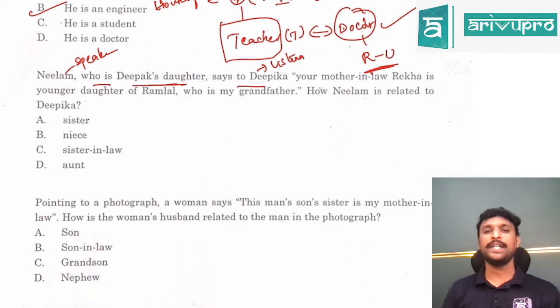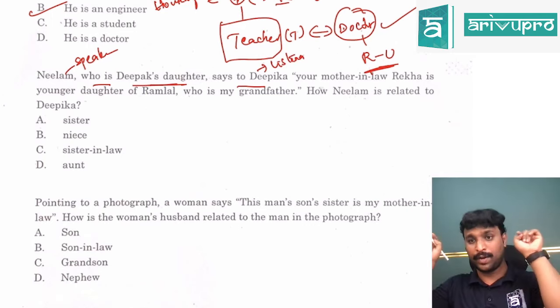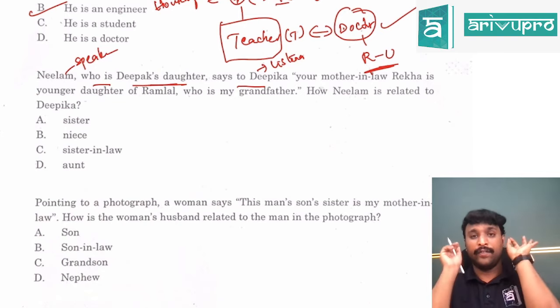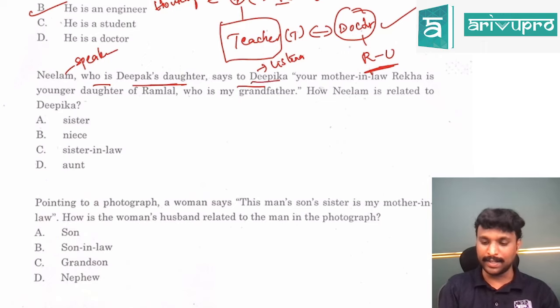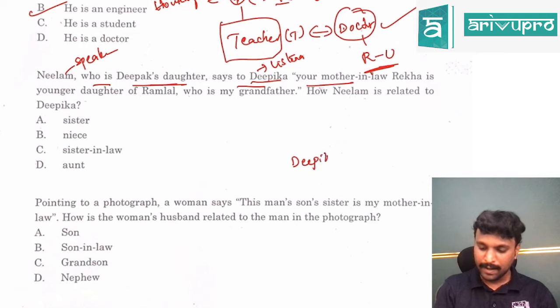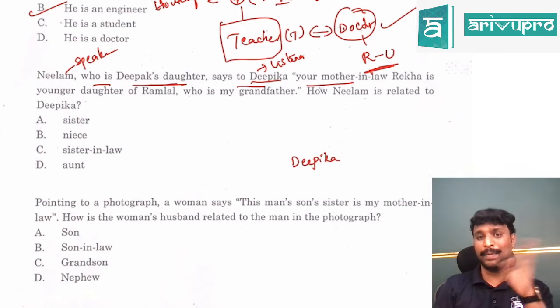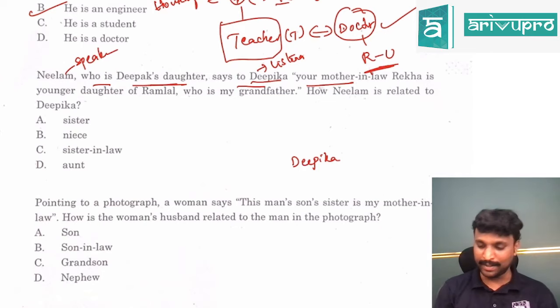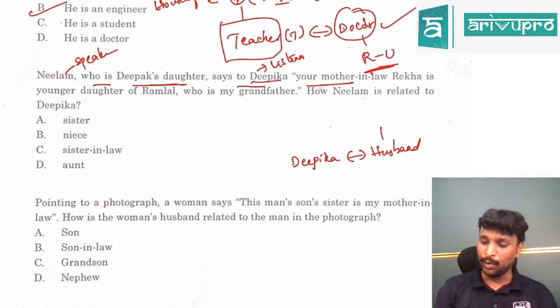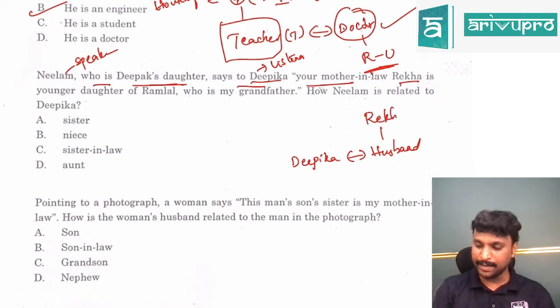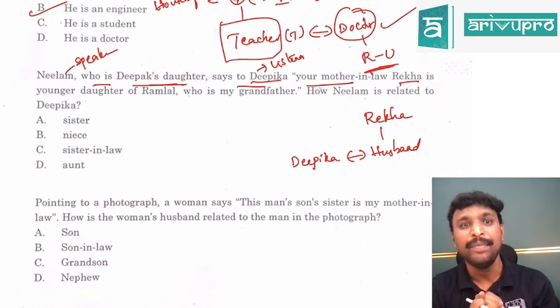Okay. Now, what she is saying, guys, it is within the quotes. Whatever the statement, it is within the quotes. Within the quotes, if 'you' is there, you refers to the listener. Who is the listener? Deepika. Your mother-in-law. So that means Deepika's mother-in-law. Who is Deepika's mother-in-law? Definitely husband's mother. Correct? Deepika's husband is here and husband's mother is the mother-in-law. Your mother-in-law means Deepika's mother-in-law. Who is she? She is Rekha. So Rekha is a mother-in-law to Deepika. Is it clear?